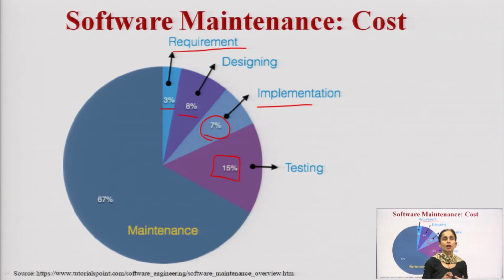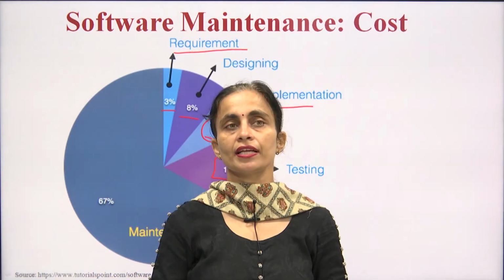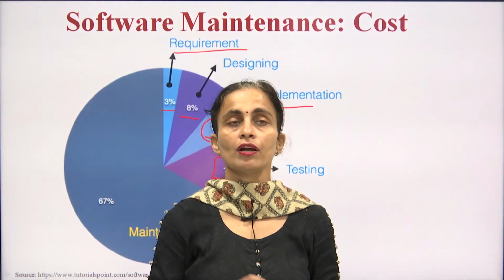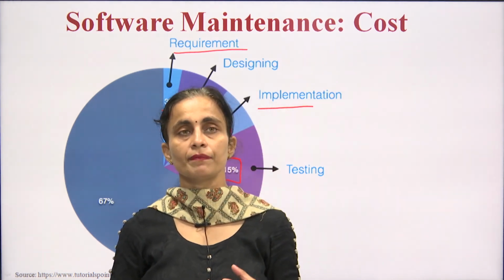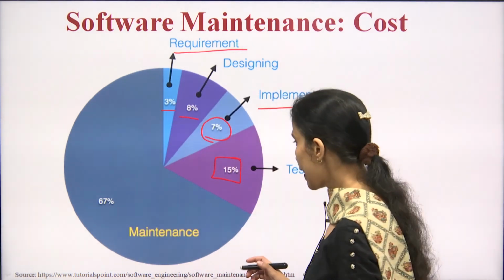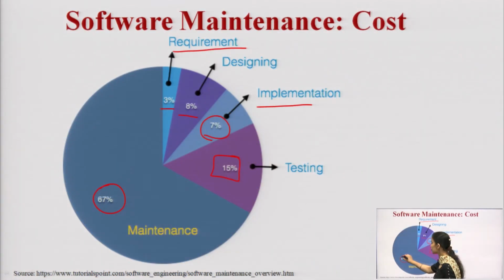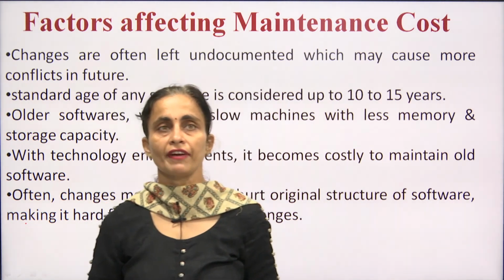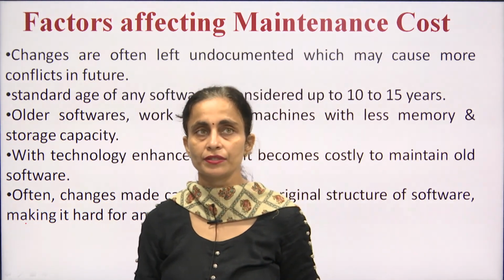Now, how to maintain that software in the market over a longer period of time, that is the biggest challenge. For that, 67% of the cost of my entire software is given to the software maintenance phase. Why and how? There is a separate lecture for the cost of the software maintenance phase. So, now let us discuss the factors that are affecting the maintenance cost.